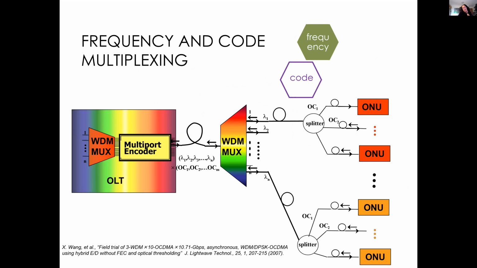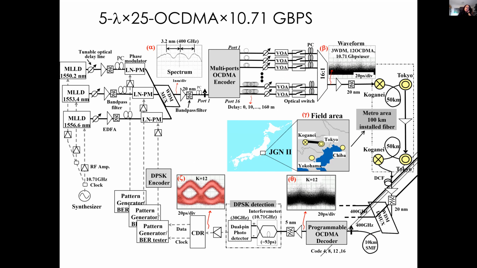So we demonstrated this hybrid system. We have a multiple encoder-decoder to generate 10 codes, and we also used 3 wavelengths in that experiment. Or the record experiment was 1 terabit, basically transmitting 5 wavelengths and 25 codes, each code transmitting 10G. So this was a really record experiment also because it was not performed in the lab, but inside the test bed, so installed fiber in Japan.